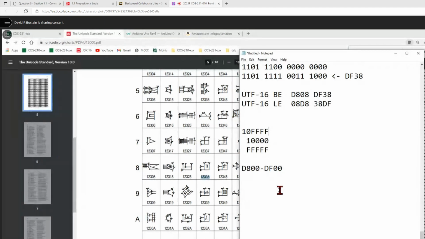Okay, there's still one other form of the Unicode that we haven't talked about yet.